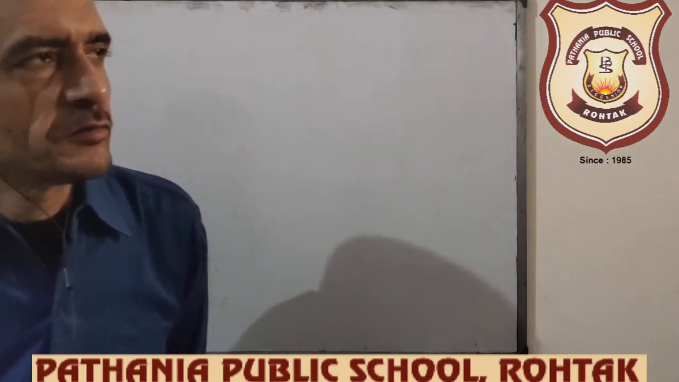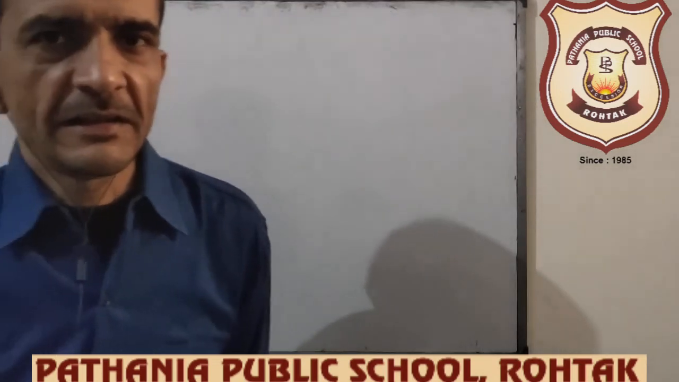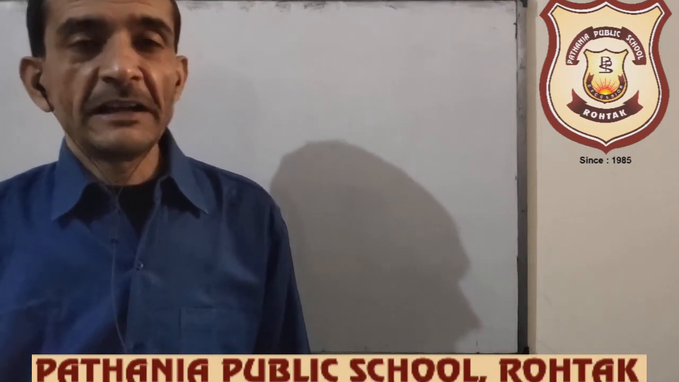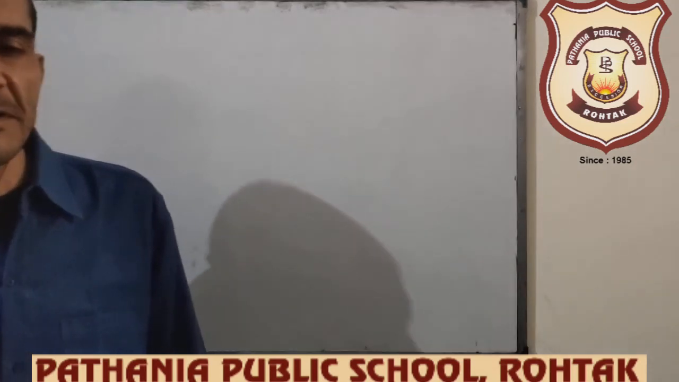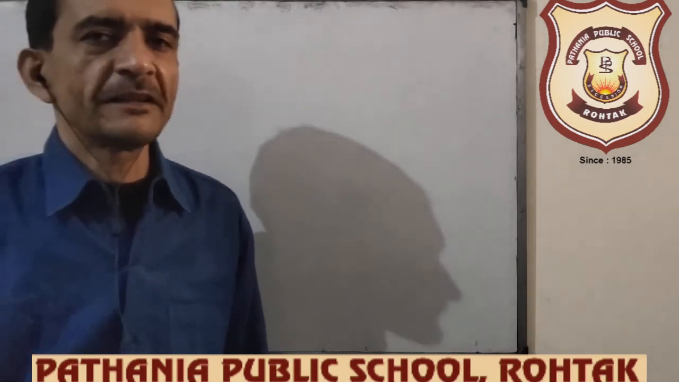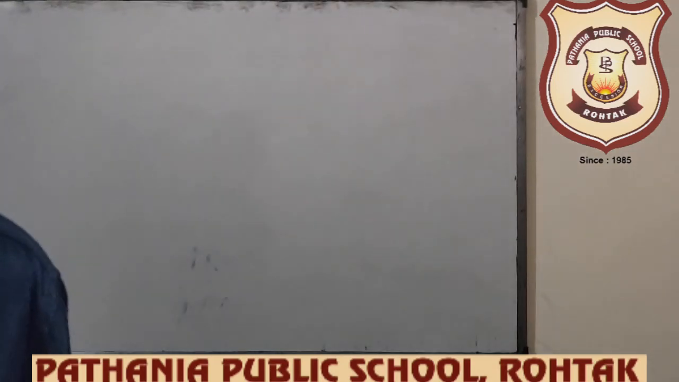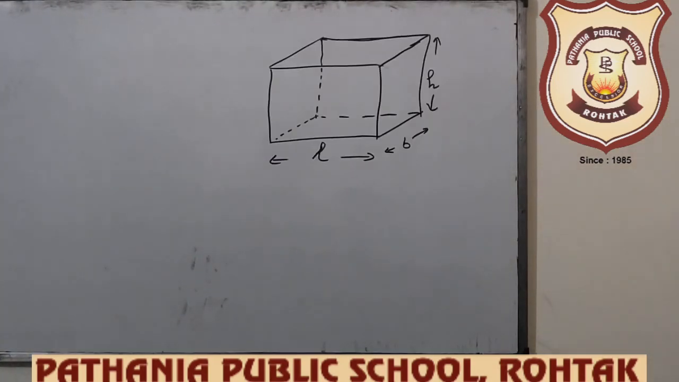We have revised and completed exercise 11.1 and 11.2, and today I am going to start exercise 11.3. What is in that exercise? In that, the curved surface area, lateral surface area, and total surface area of cube and cuboid. That I am going to explain.